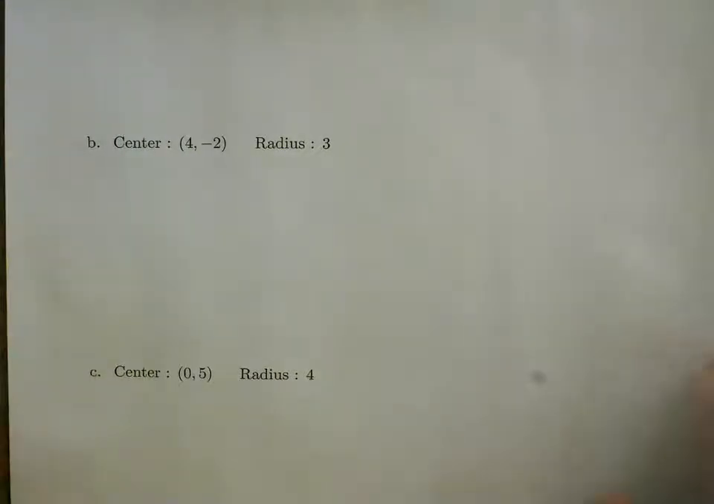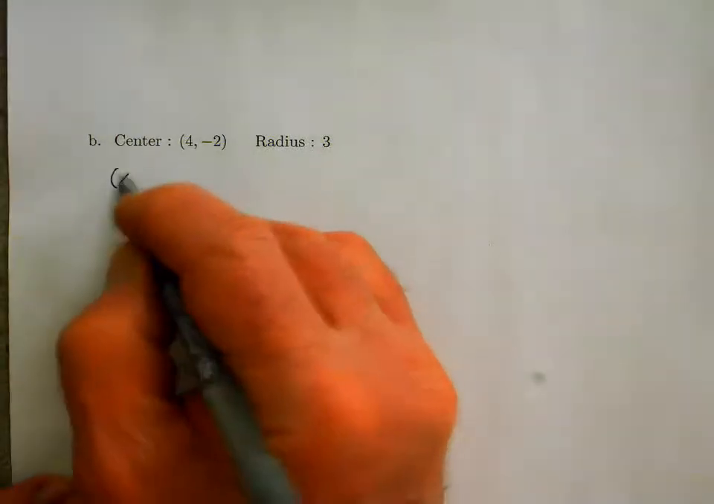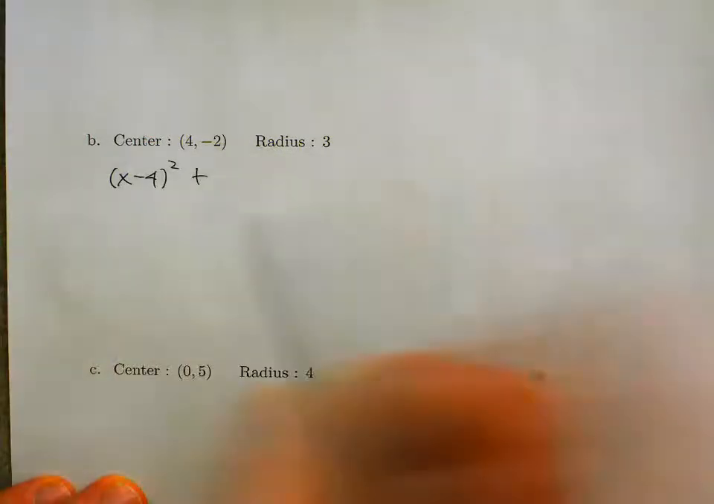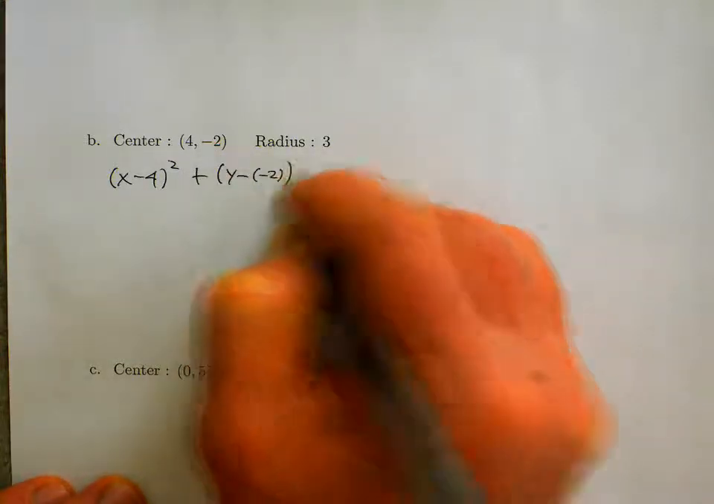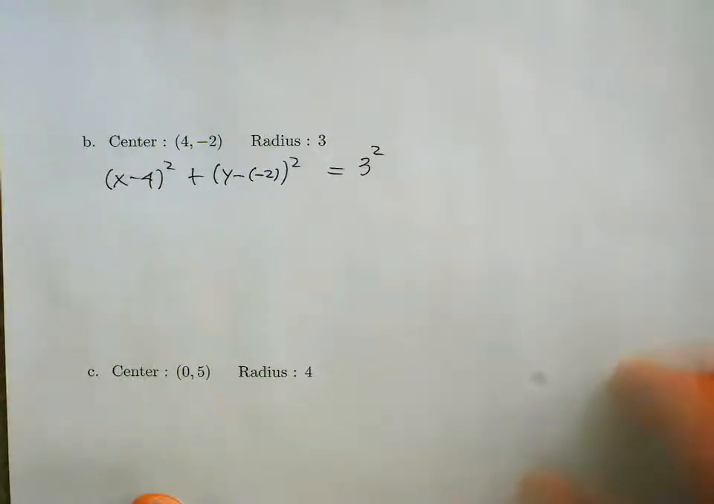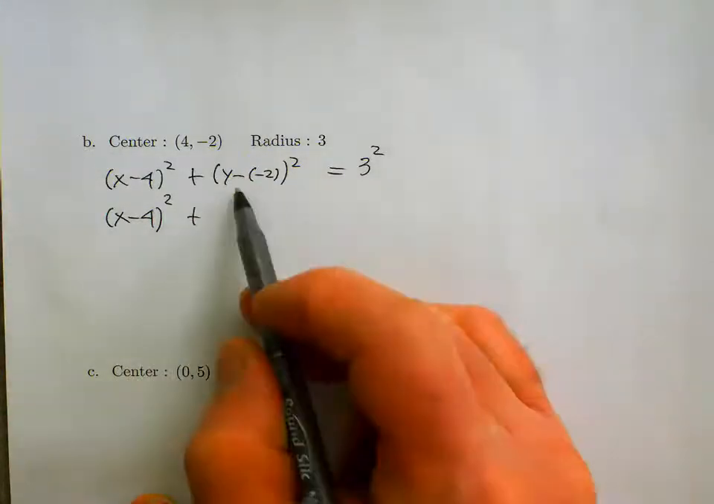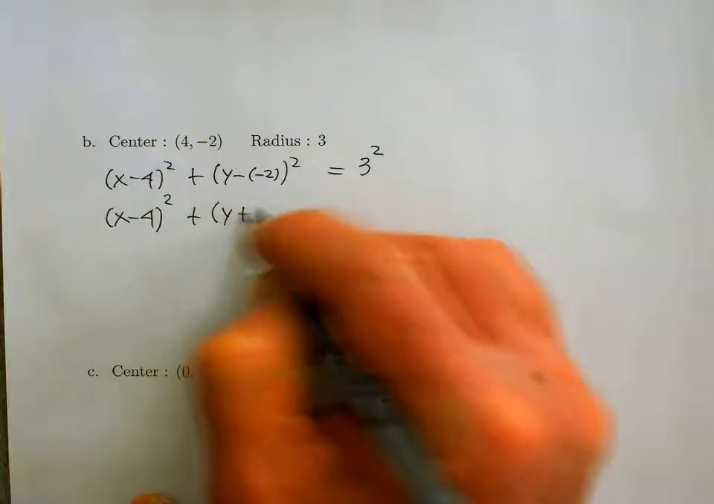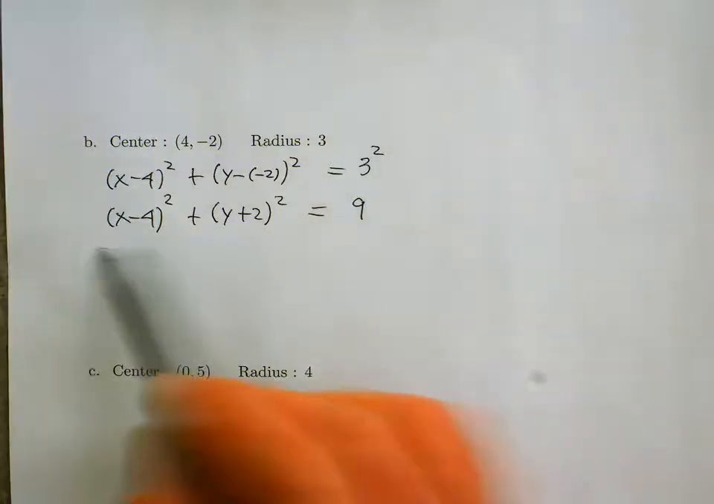If you have a circle, the center is (4, negative 2), and the radius is 3. Okay, the x-coordinate is 4, so we write x minus 4 quantity squared plus the y-coordinate is negative 2, so we write y minus negative 2 quantity squared. The radius is 3, so we get 3 to the second. But we want to simplify a little, so x minus 4 squared stays the same. Y minus negative 2 squared is y plus 2 squared. And 3 squared is 9. So that's all there is to that.